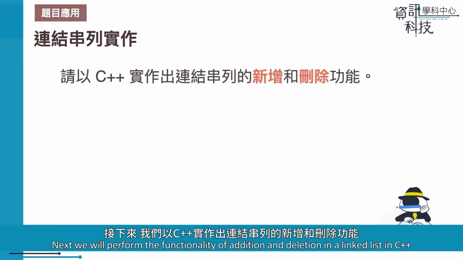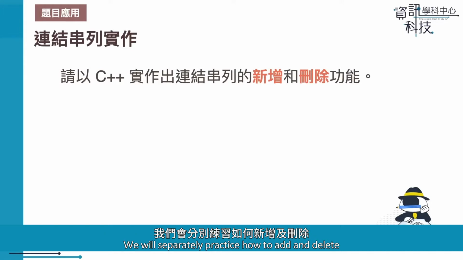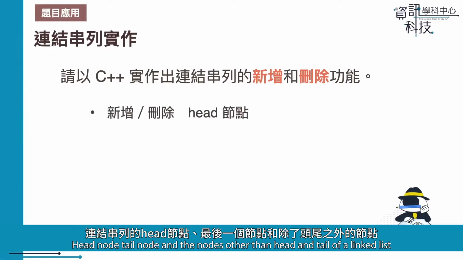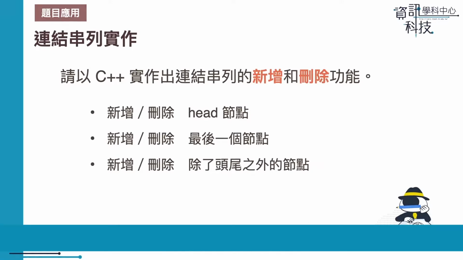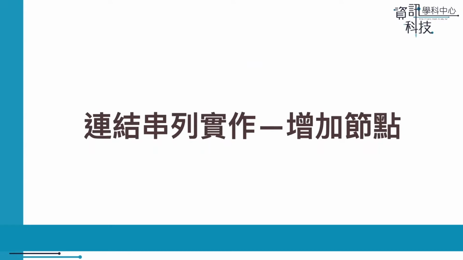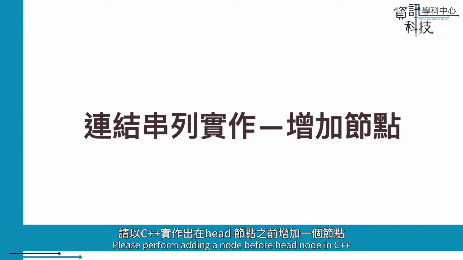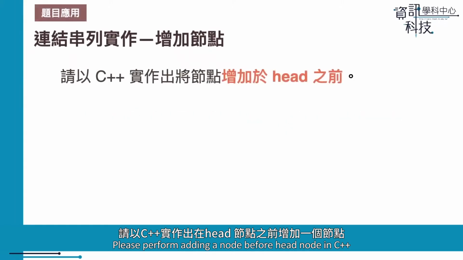Next, we will perform the functionality of addition and deletion in a linked list in C++. We will separately practice how to add and delete the head, the tail, and the nodes other than head and tail of a linked list. First of all, let's start with adding a node. Please perform adding a node before the head node in C++.